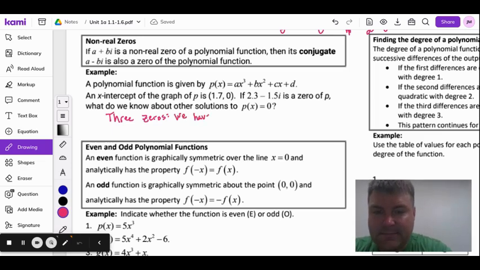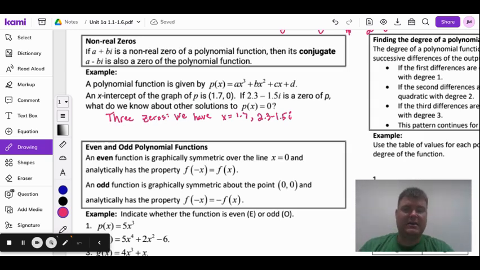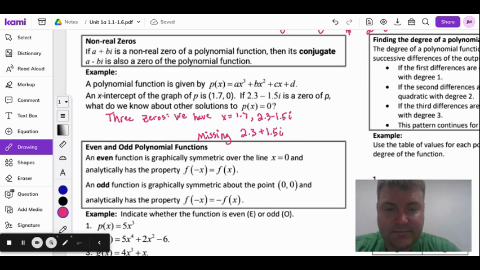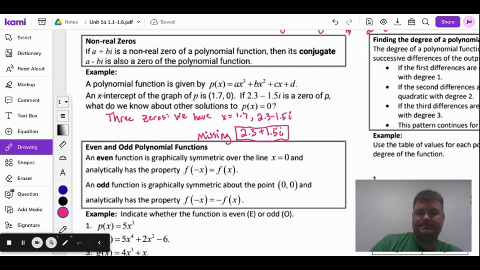We have x equals 1.7 because they told us that in the problem. We also have 2.3 minus 1.5i. We're missing 1. Okay, didn't talk about multiplicity whatsoever, but I know we're missing 1. What is our missing 1? Well, we're missing the conjugate. So we are missing 2.3 plus 1.5i. Okay, that's it.